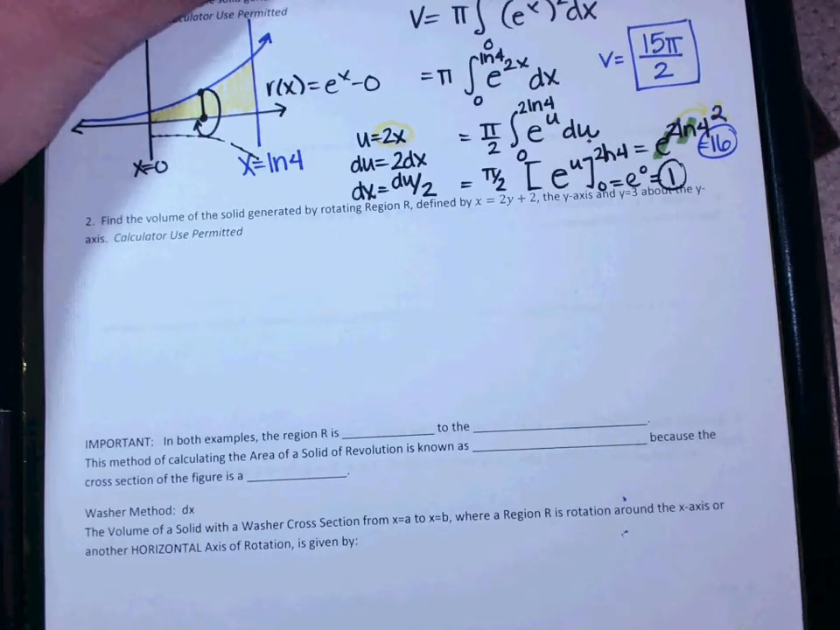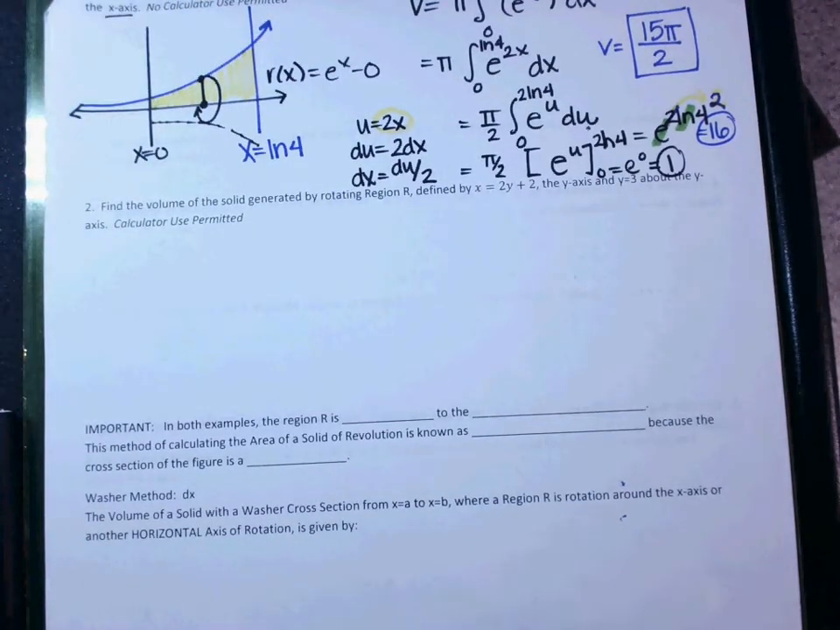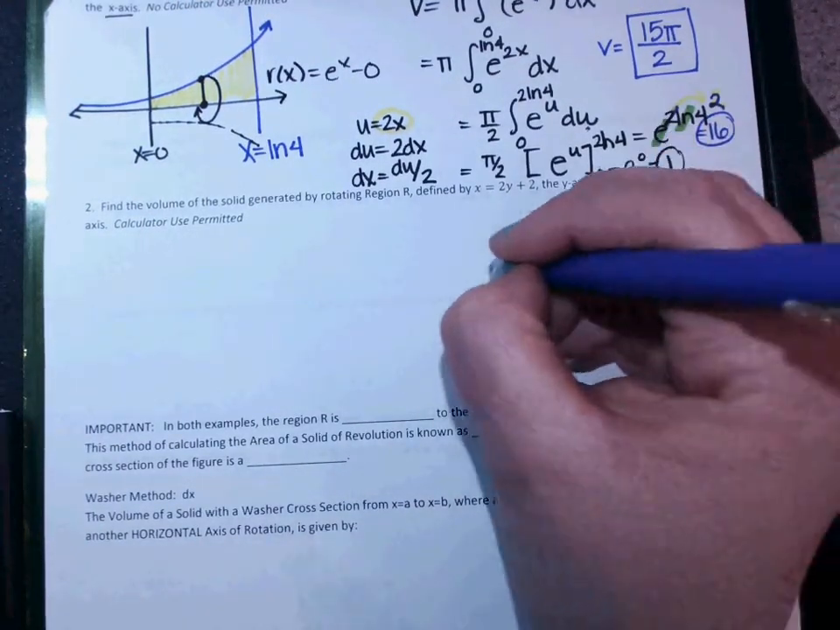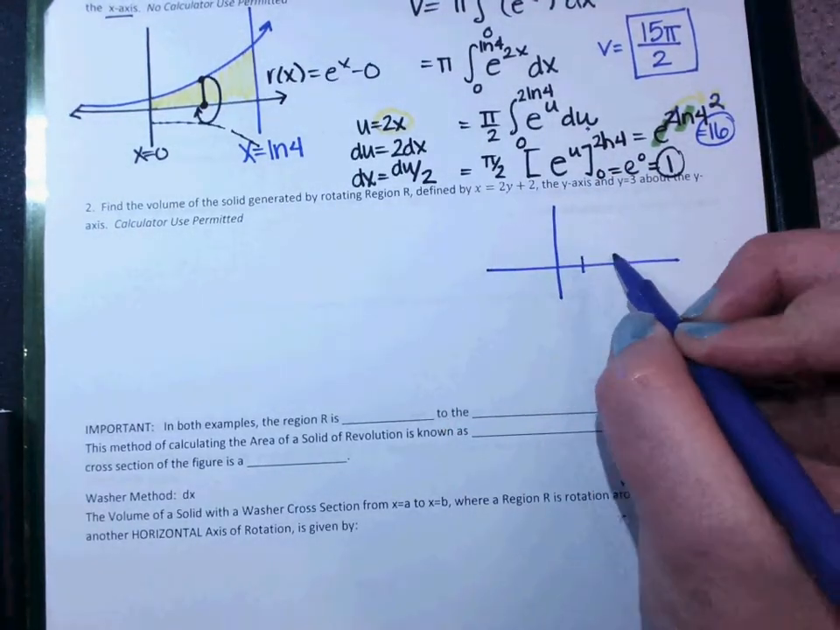All right, I'm going to skip the next one just because I don't want us to not have time to finish. Well, no, we'll go ahead and do it. Okay, 2y plus 2. Where is it going to start at? On the x-axis, 2.